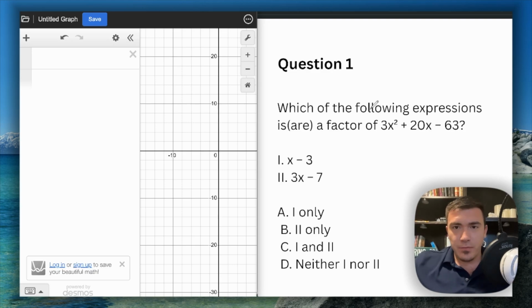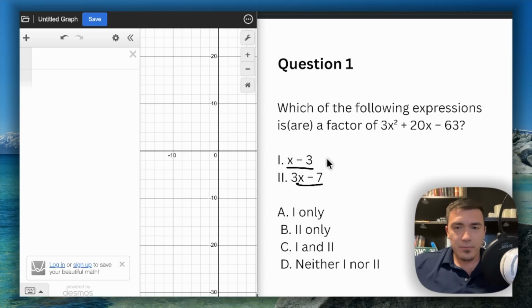So over here on math, which of the following expressions is or are a factor of this quadratic? So if you guys have a good conceptual understanding of what's actually happening over here, you guys can actually translate all of this over to Desmos. So if one of these would be a factor of this quadratic, I want you guys to think about what these factors would tell you.